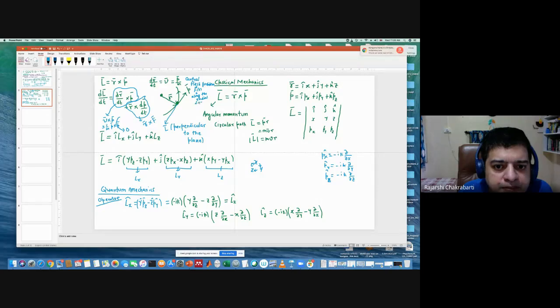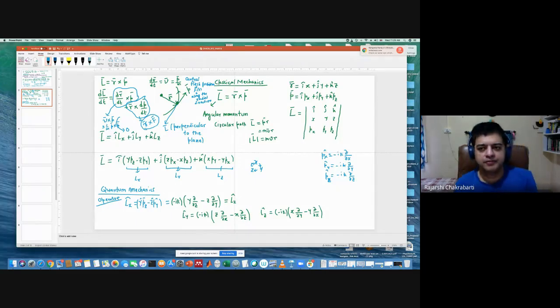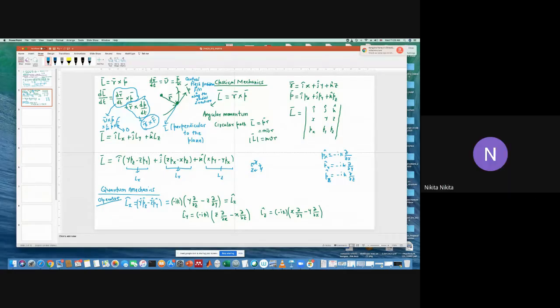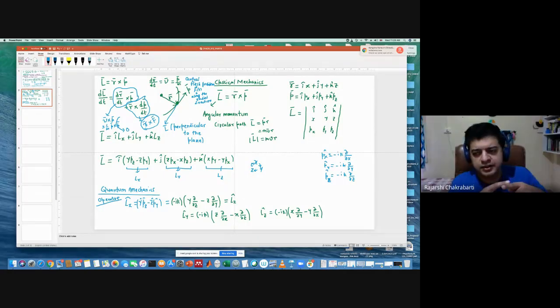What does it mean? See here, the radial vector is like this and the force is also along the radial direction. So what will be the cross product of this? Tell me. If you have a vector, and then you take a cross product of that vector with another vector which is along the same direction, it will be 0.